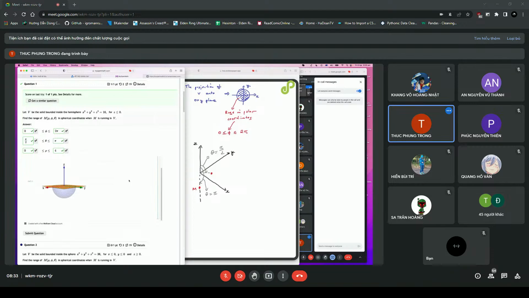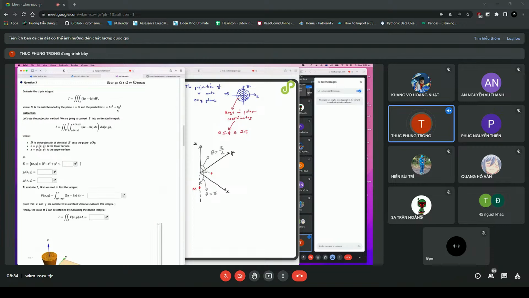So question number 3, we have this triple integral. We would like to get this over the solid E. E is bounded by the plane z equals 3 and the paraboloid z equals 6x squared plus 6y squared. Obviously, we need the projection method. And in order to use the projection method, we need to know three things. We need to know the domain D, the projection onto the plane OXY, and we need to know the functions z1 and z2. They are from the lower and upper surfaces.